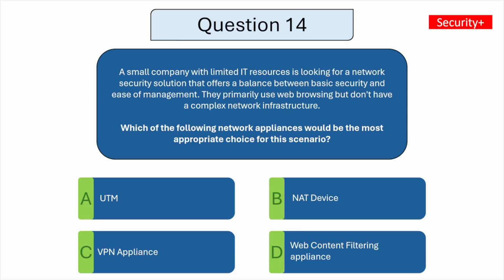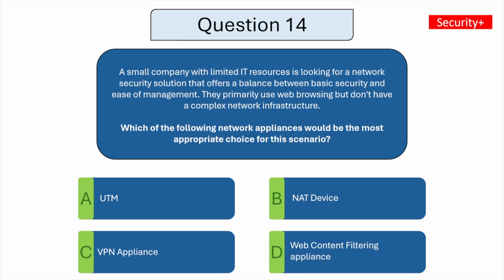So for A, Unified Threat Management Appliance, this will get the job done, but it is very expensive and it's not easy to configure, so that's out. B, network address translation device. This is actually the first time hearing of a NAT device. Usually it's done within your firewall configuration, but it wouldn't add the basic security that they're looking for in this particular scenario. So ruling out B.